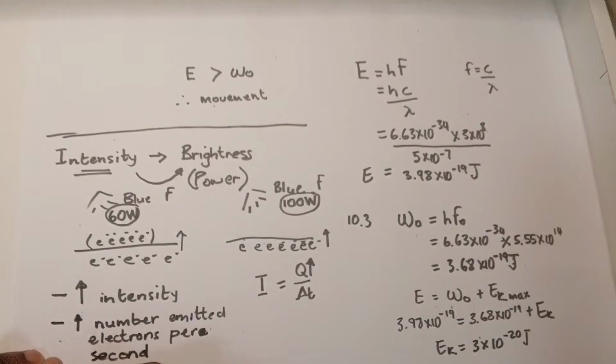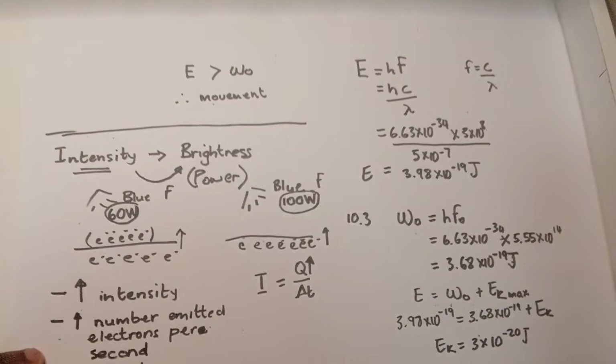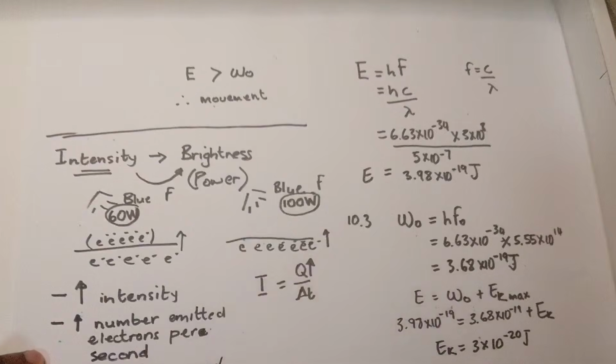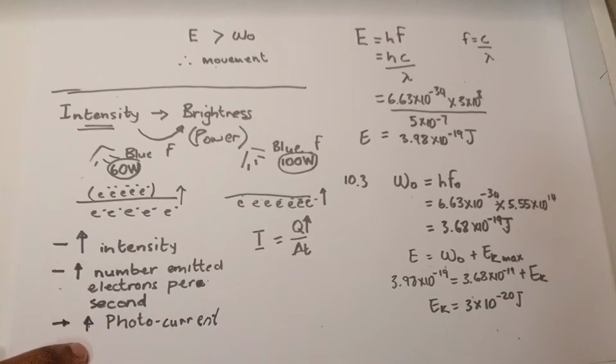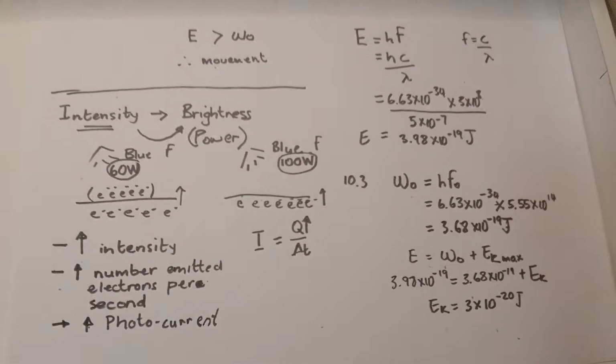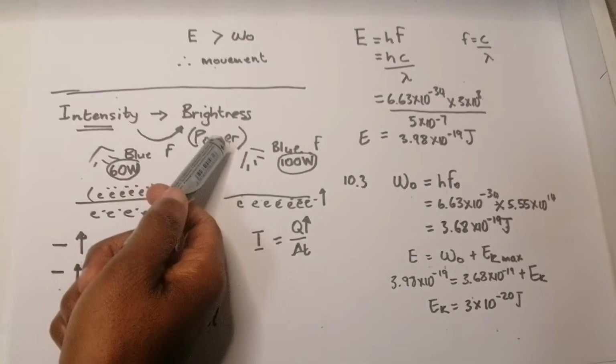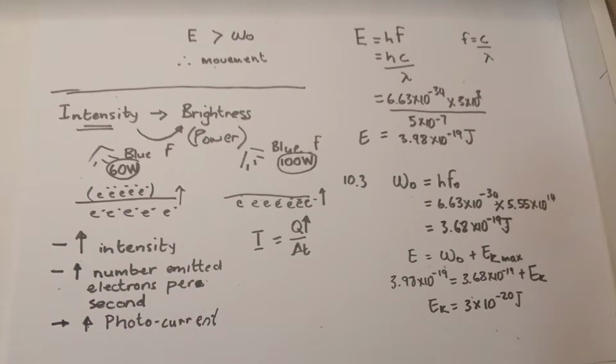All right, and what does it do? In this case, it will increase the photocurrent. So it means that my photocurrent should be able to increase. I hope you get that, ladies and gents. So in this case, I want you to always remember that when they start talking about intensity, they are simply talking about the brightness. And when I increase the brightness, it does not affect the kinetic energy of the electrons, but what it affects is the number of electrons that are emitted per second.